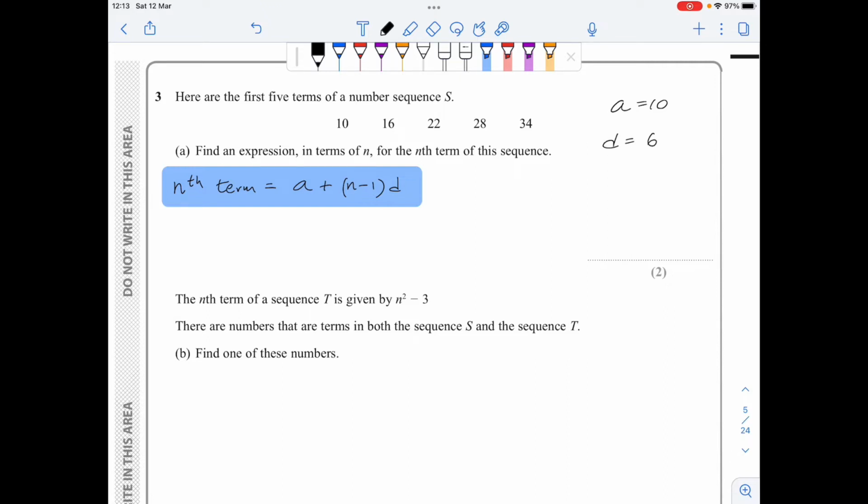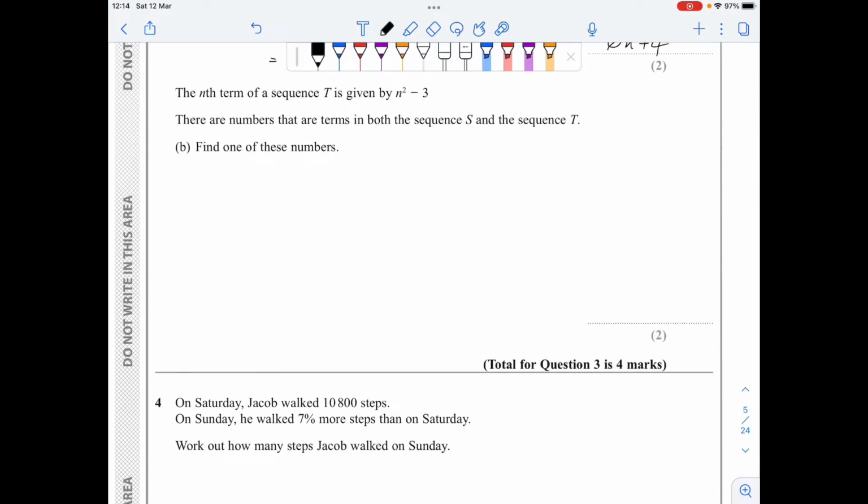In our case, A is equal to 10 and D is equal to 6. So let's substitute these values in and we get the following: 10 plus n minus 1 times 6. If I expand, I get 10 plus 6n minus 6. And if I simplify, I get 6n plus 4. For part B, I've got another sequence given by n squared minus 3. I need to find the number that appears in both sequences.